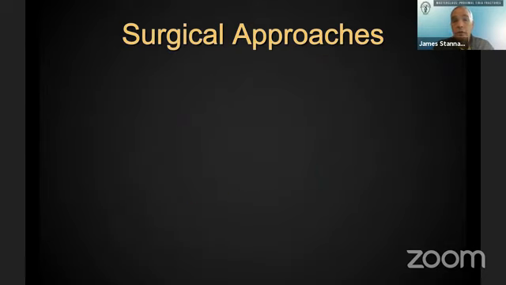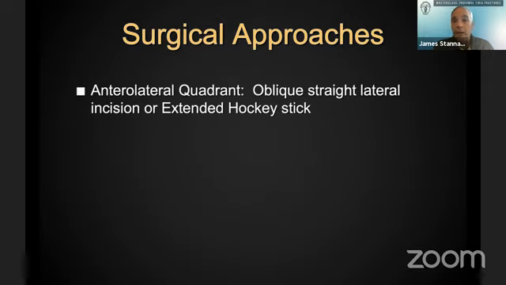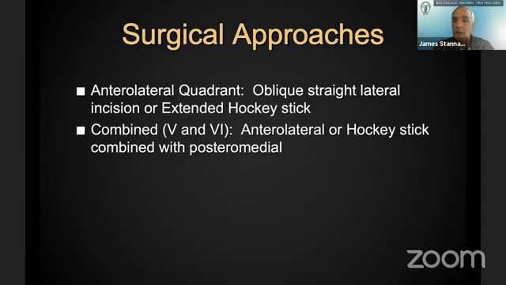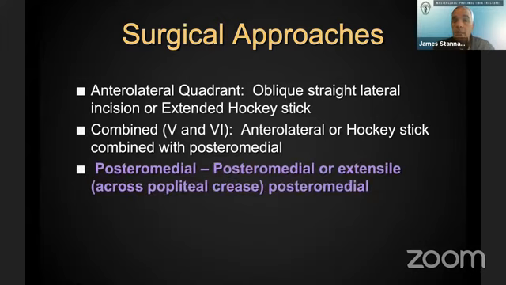This slide will show you the final answers of what my preferences usually are. If you have a fracture that primarily involves the anterior or lateral side, I prefer an oblique straight lateral incision, or actually an extended hockey stick is what I like the most. If it's a combined column fracture, like a Schatzker 5 or 6, then I will tend to combine that incision with a posterior medial approach, both with the patient in the supine position. If it's primarily posterior medial, then I will do a posterior medial approach, and that can be either with the patient prone and an extensile approach, or supine, depending upon the exact positioning of the fracture.